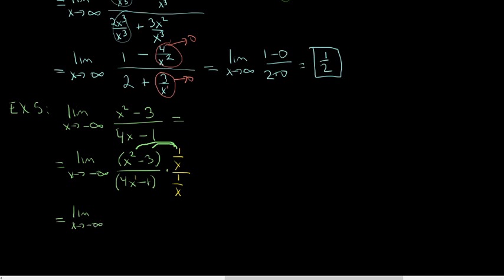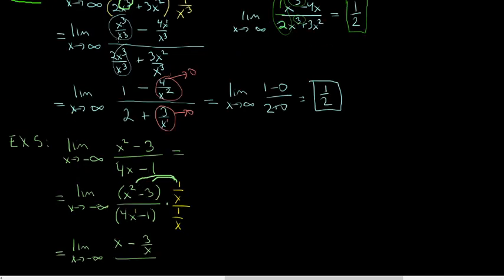Right, still going to negative infinity. We're going to get x squared over x, and you can do this in your head, right? x squared divided by x is just x, minus 3 divided by x. So essentially I'm skipping this step up here.